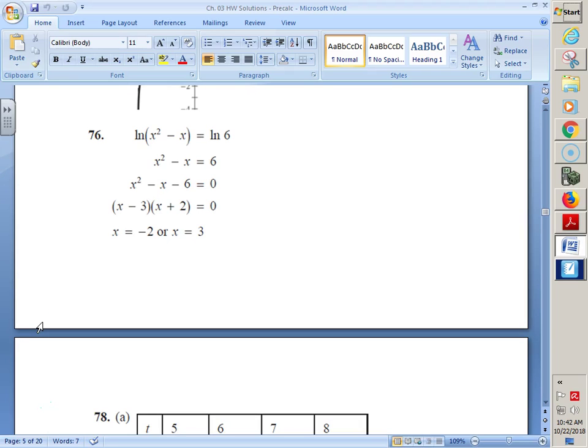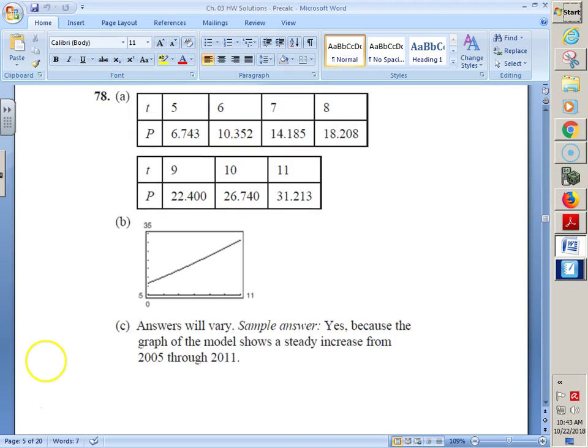76, what property lets you jump from step 1 to step 2? Yeah. And you could actually use both properties. You could use the 1-to-1 or the inverse. The 1-to-1 says, just drop the ln. Sweet. Oh, factoring, okay. The inverse property would say e to the both sides, and you still end at the exact same place.